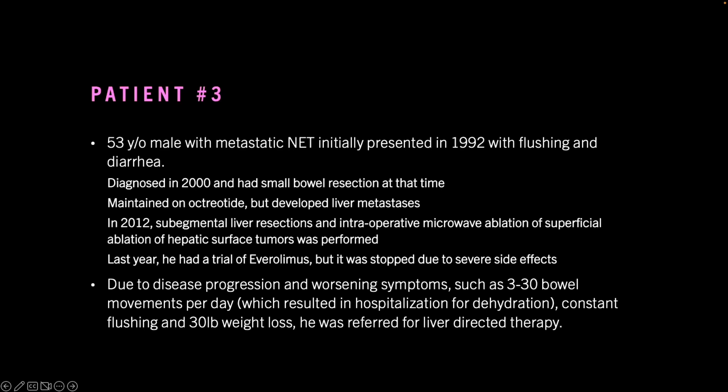So the last patient I'm going to talk about, this is a 53-year-old that had metastatic neuroendocrine. He initially presented in 1992 with flushing and diarrhea. He worked in a factory and he'd actually lost his arm because his arm got stuck in the conveyor belt. It was terrible. But never knew that he had cancer. He wasn't actually diagnosed until 2000. So it was a long time between the time that he presented initially and the time that he was diagnosed.